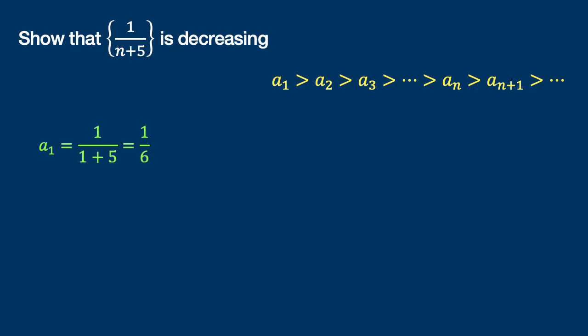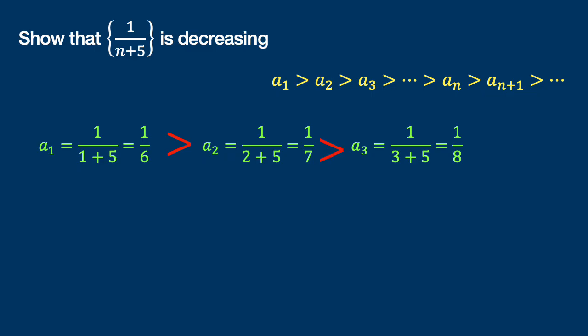a1 is going to be 1 over 1 plus 5, which is 1 over 6. a2 is going to be 1 over 2 plus 5, 1 over 7. Which one is bigger, guys? 1 over 6 or 1 over 7? Definitely 1 over 6 is bigger, right? So a1 is bigger than a2. Let's check a3. a3 is 1 over 3 plus 5, 1 over 8. Which one is bigger? a2 is bigger, okay?